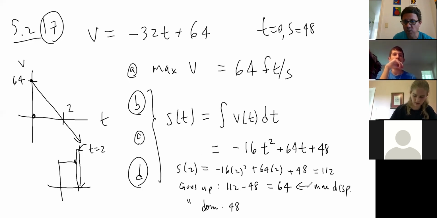And so then the max displacement is 64 feet. The max displacement time is therefore T equals 2, because that's when it hits the highest point.